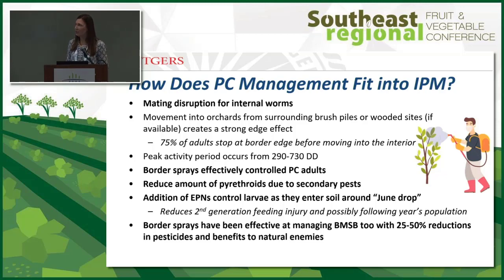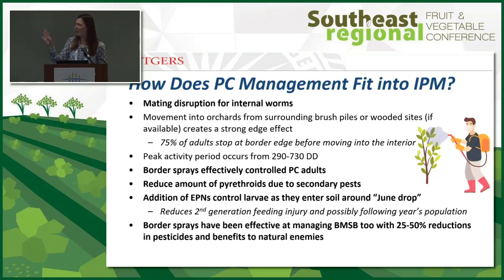Border sprays effectively controlled plum curculio adults, but I'm not sure if it's effective enough yet. I think we still need a lot more data to figure out if this is a tactic we could take out to our growers. But I think it's a good way to get started on thinking how we can, I think we should have flipped it around. I think we did a full block spray and then border sprays. I think we should have done border sprays and then full block sprays, because I think that would have better matched up with the way PC moves.